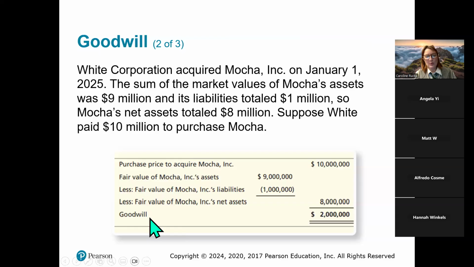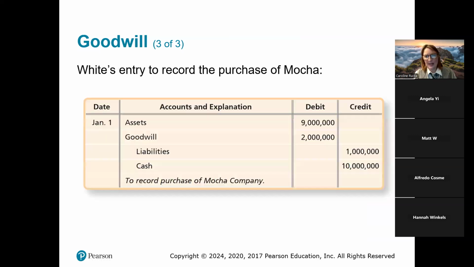So we record the additional $2 million as goodwill. And it just sits on our books because we're not allowed to amortize that. This is what the journal entry looks like for that. Again, goodwill is a plug figure.